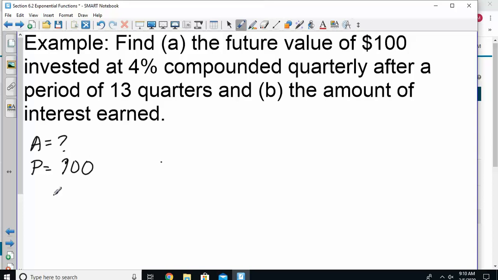Okay, 4%, that would be the rate, but I don't want to plug in a 4, we have to do 0.04. Compounded quarterly, the number of times per year would be 4. After a period of 13 quarters, okay, we have to be careful here. T is our time, but it has to be measured in years. So 13 quarters would be how many years?